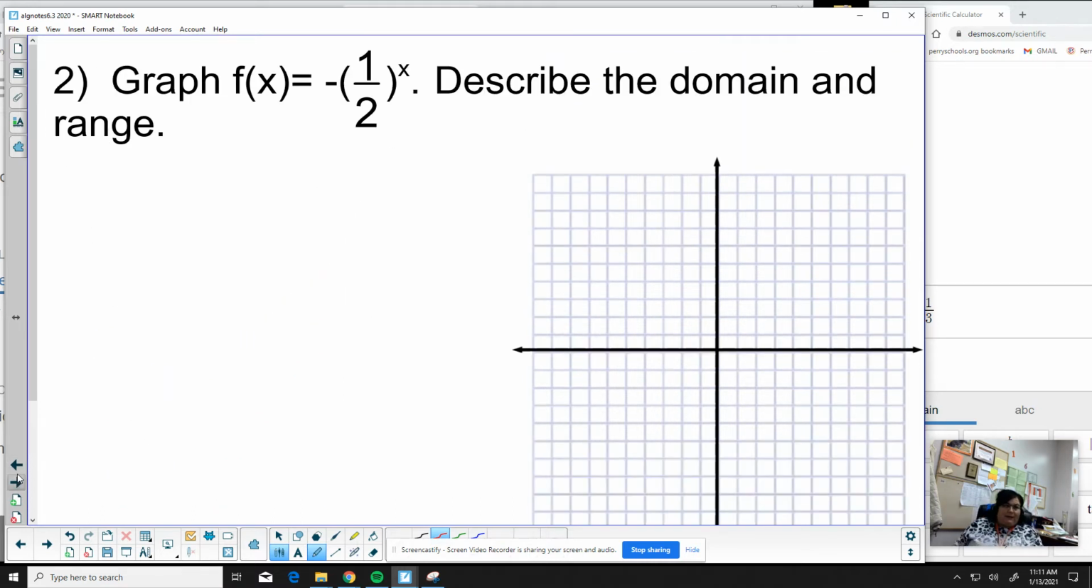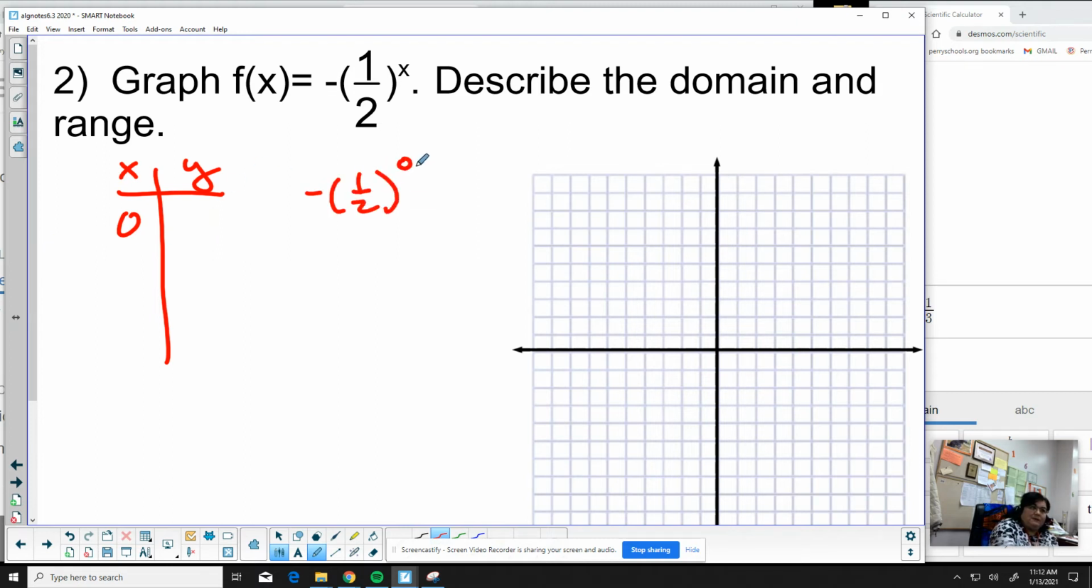All right, so I've got -(1/2) to the x power. So again, there's no great number here that I'm going to use, but I know I want it to fit on the graph. So if I make my table, I think I'll start with 0. I usually do start with 0. 0 usually is a decent answer. So let's see, we have -(1/2) to the 0. Well, anything to the 0 is 1. So this is -1 as my answer. So (0, -1).